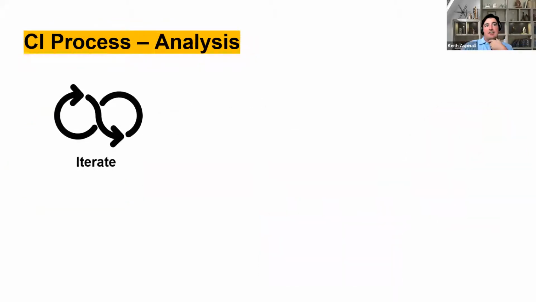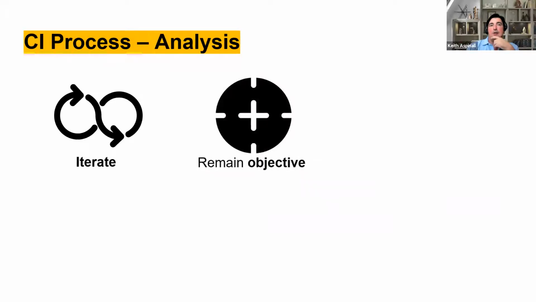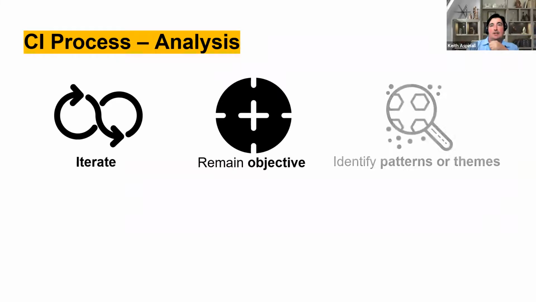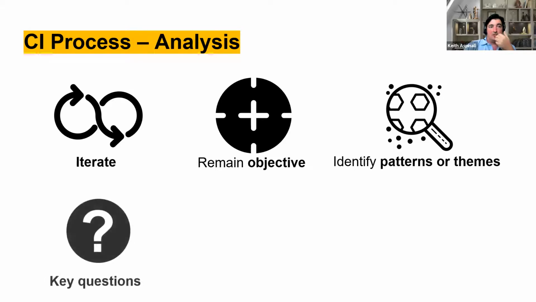The analysis process is iterative with collection. It's not meant to be purely after, it's meant to be done somewhat at the same time. While you're doing that analysis, you want to remain objective. You want to remain focused on what your objective is and what the key questions are, but also objective in your analysis so that you stay unbiased. Because the goal here is to identify patterns and themes in the analysis that are addressing your key questions.